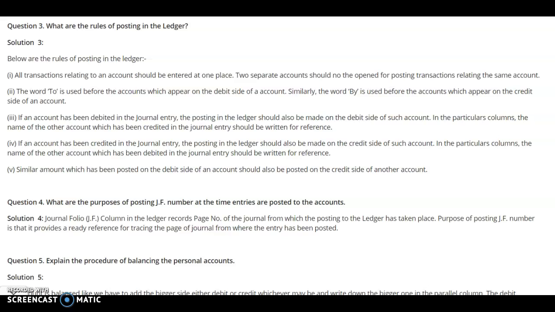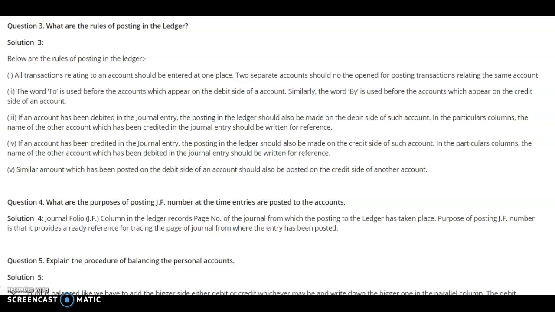Now, with reference to the second category of entry which I shared with you, that is the opening entry. In the opening entry, debit balances are written in the debit side and credit balances are written in the credit side with the words 'To balance b/d' and 'By balance b/d'. Balance b/d here means balance brought down. This balance has been brought forward. Balance brought down, b/d, the balance has been carried forward.